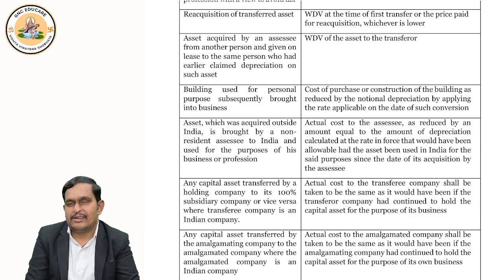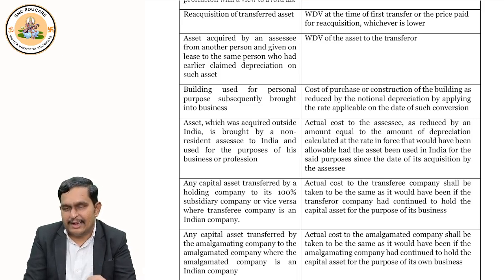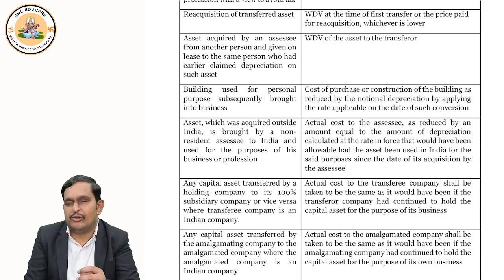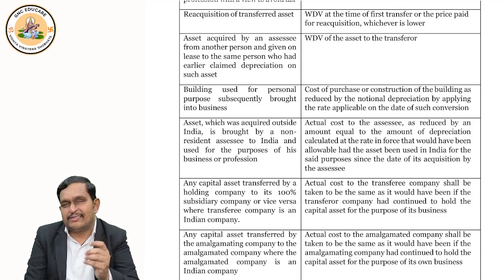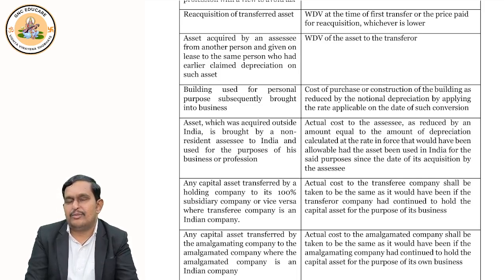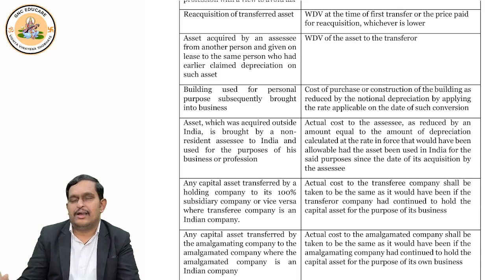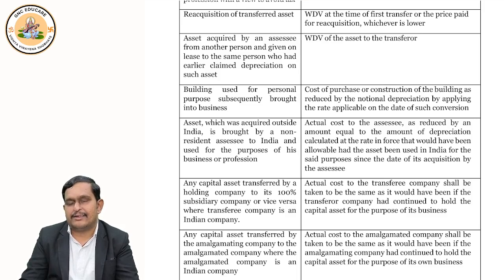Take the cost, minus depreciation for 5 years, at the current rates of depreciation for a commercial building, because we are going to use it for business. So for a commercial building, how much is the rate? 10% today. So that rate for 5 years will be deducted, and whatever WDV comes later on becomes the cost to the assessee. This point you should be able to understand.